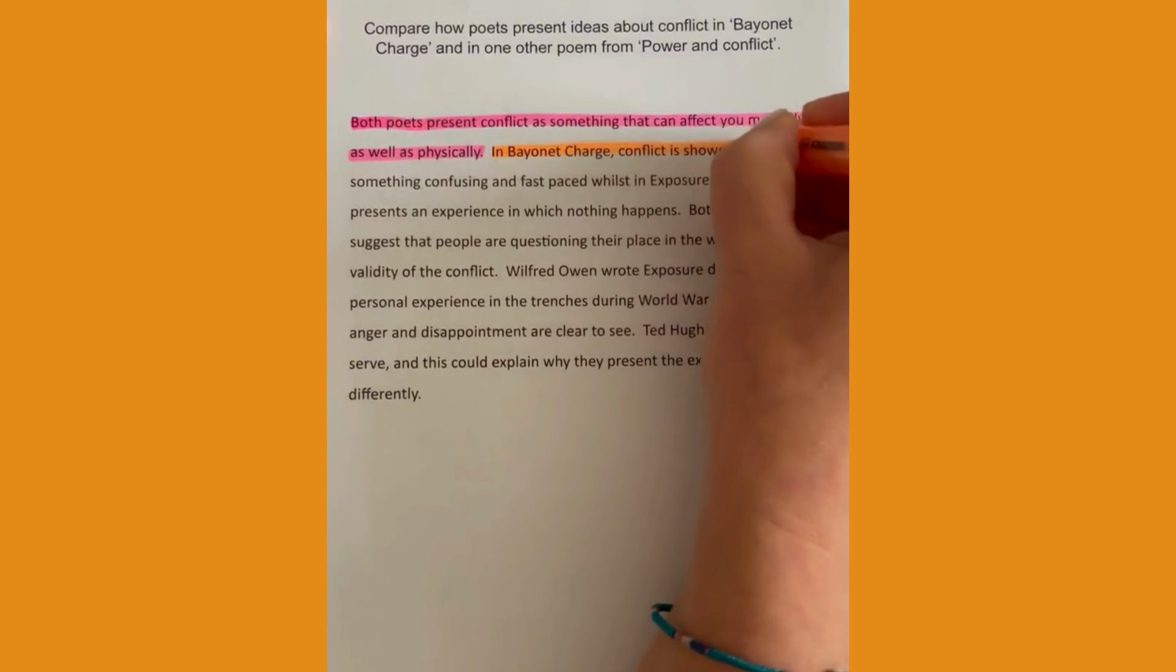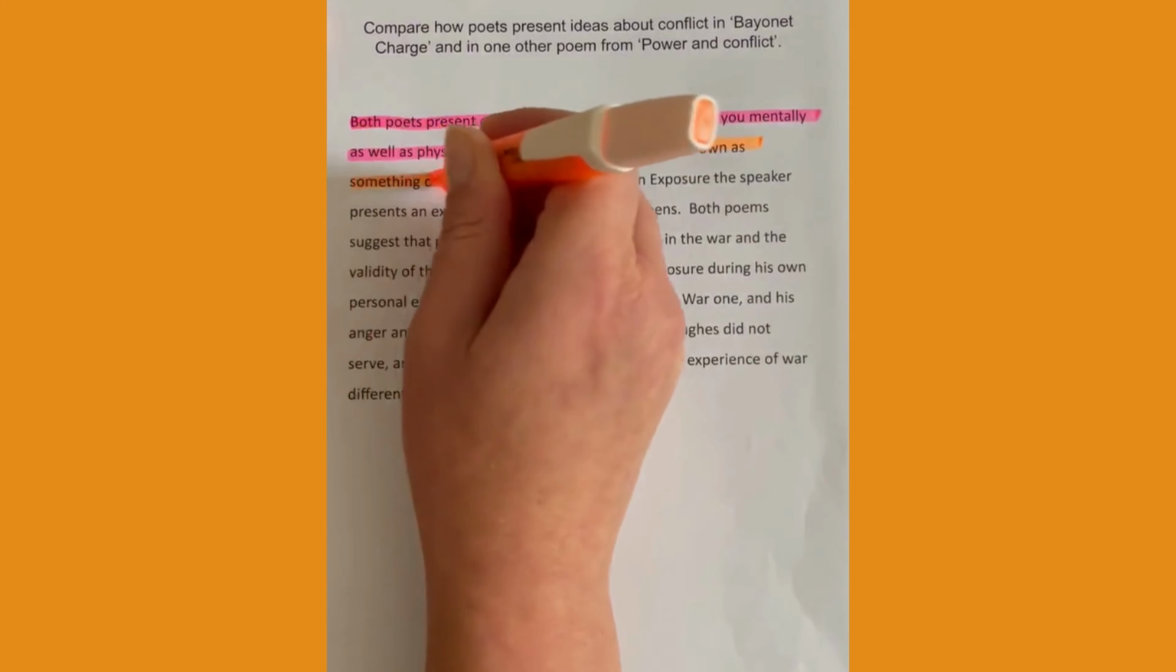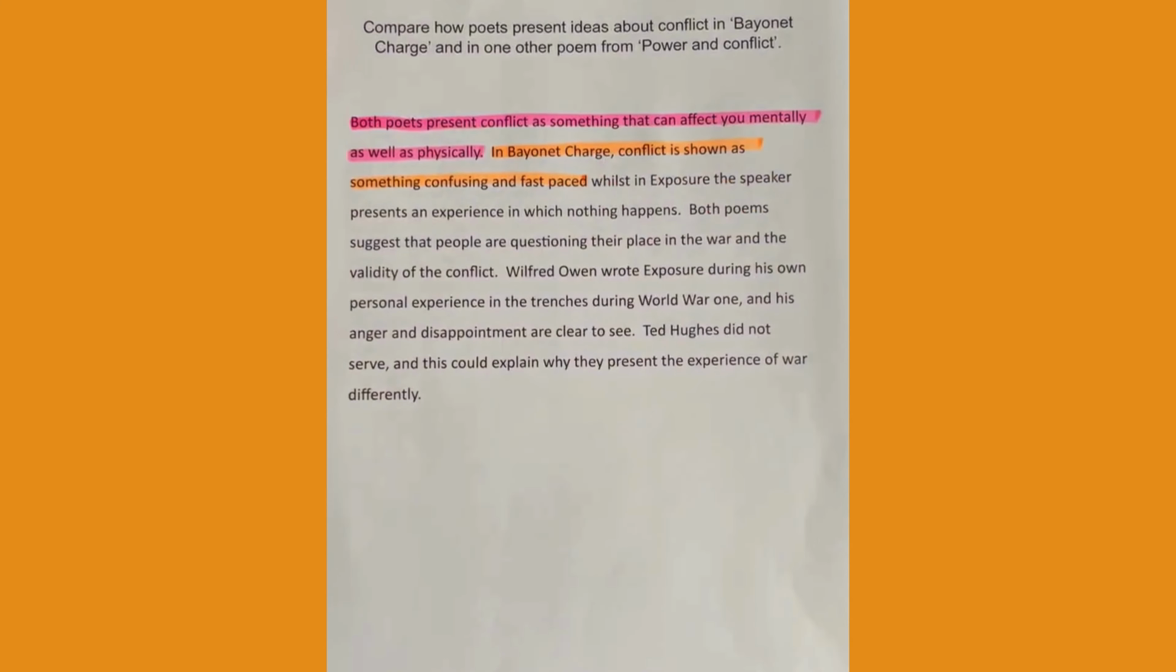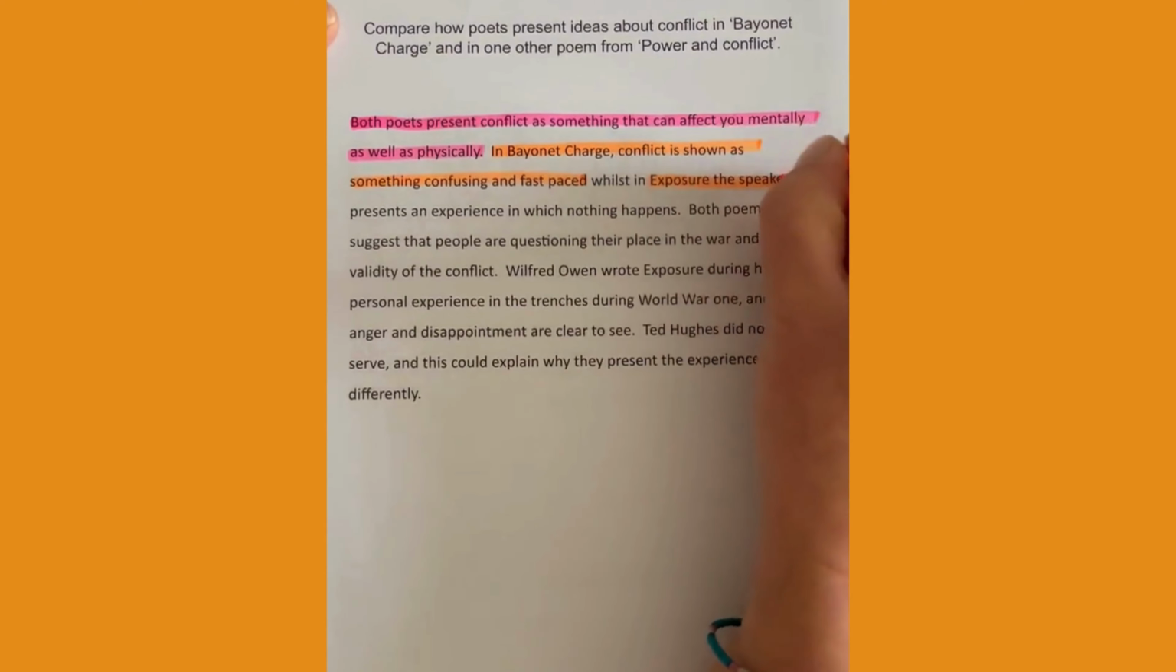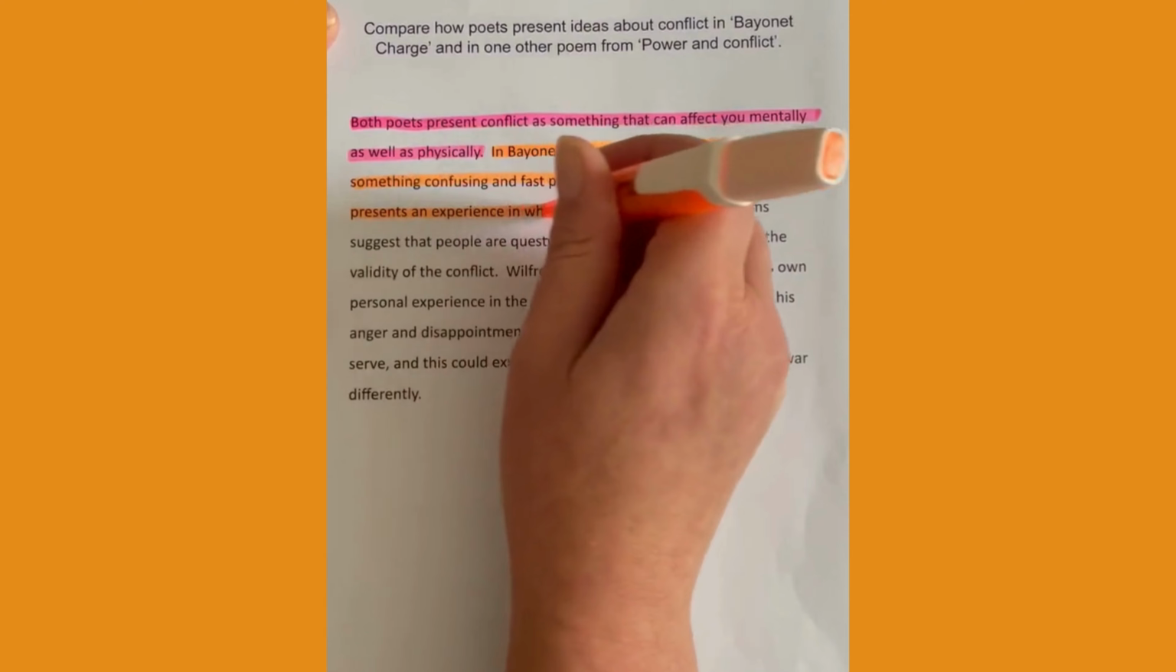In Bayonet Charge, conflict is shown as something confusing and fast-paced. That shows my understanding of the poem, that shows that I understand what the poem is about. In Exposure, the speaker presents an experience in which nothing happens. Again, that shows my understanding of Exposure. So we are already at the point where we have hit assessment objective 1 and 2. I have talked about both poems, and therefore I have taken away that limiting factor.